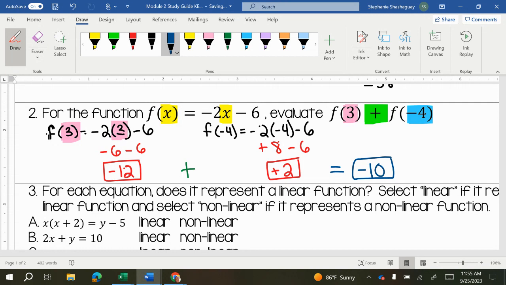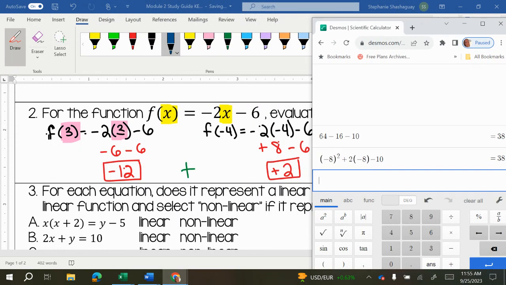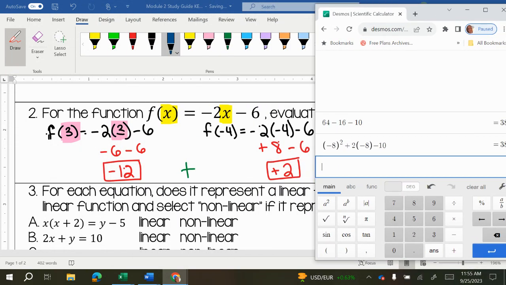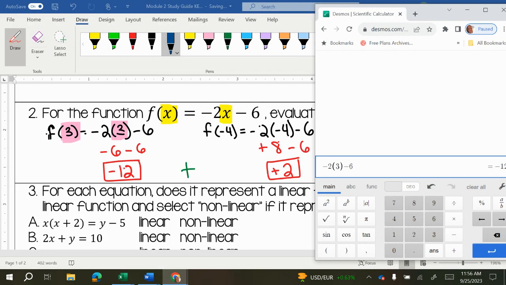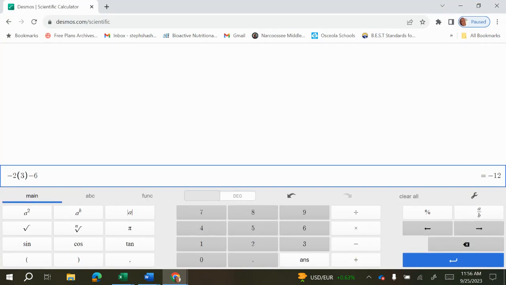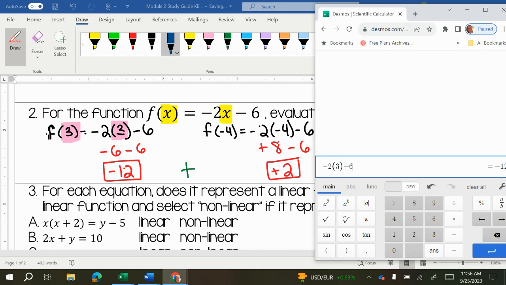Now I want to show you real quick how I would do that in the calculator. So here I have my functions, and I can clear out the old ones. So I had -2 multiplied by 3 minus 6. And see here, it tells me that it's -12. So that matches.